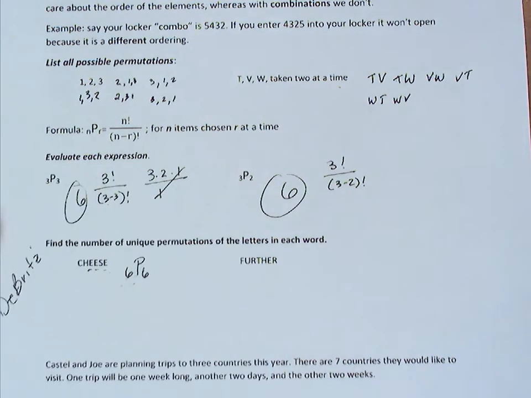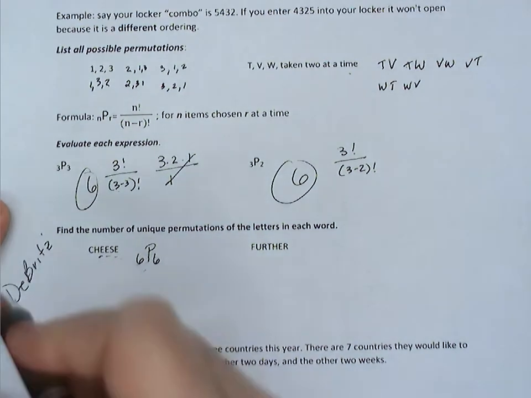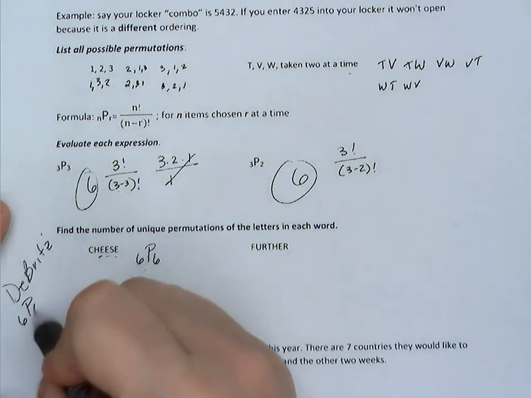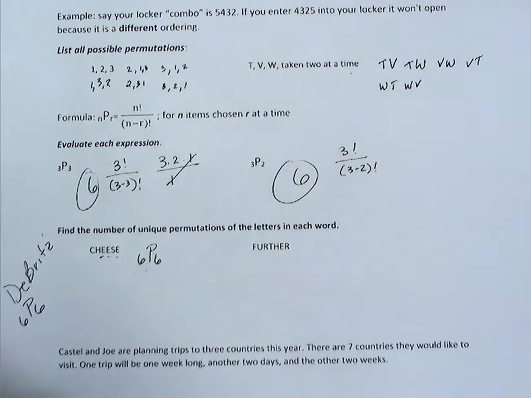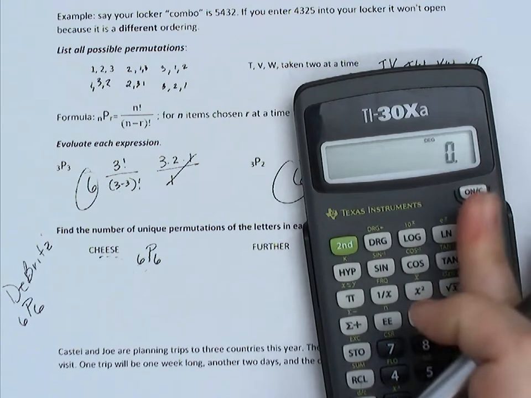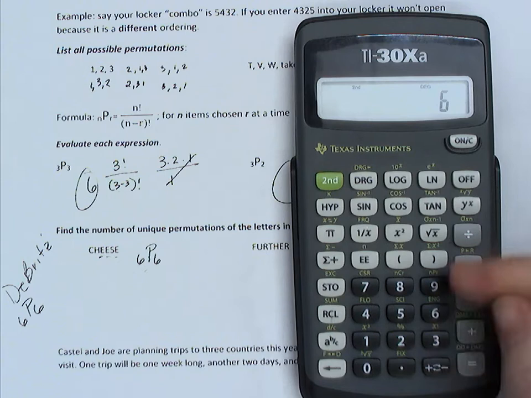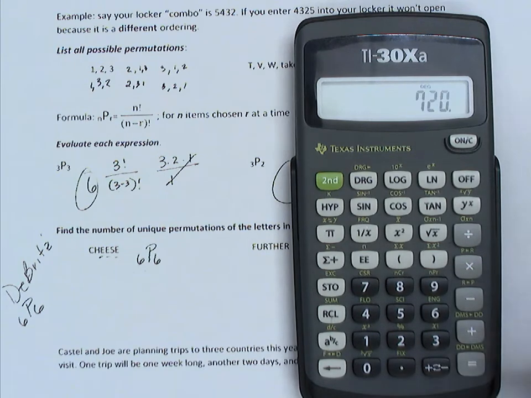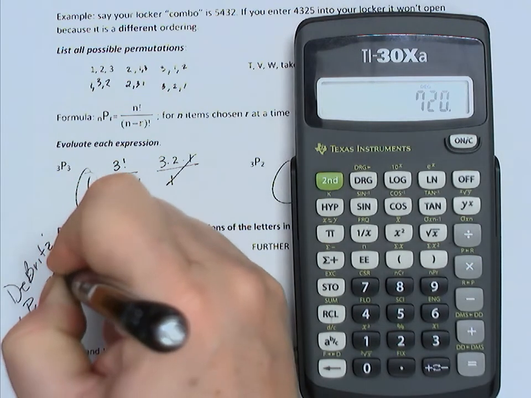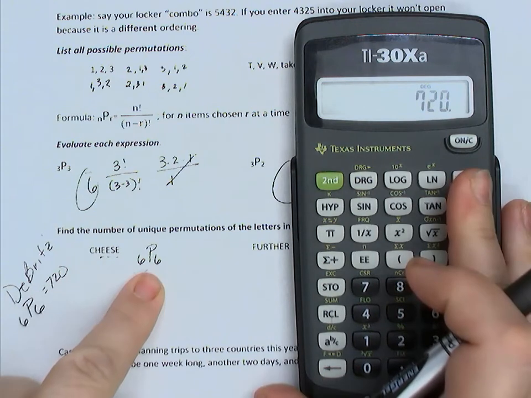How many different ways can I rearrange the letters in my last name? Well, that's 6 choose 6, and they're all unique letters. So if I was looking for how many different ways I could rearrange the letters in my last name, it would be 6 permutation of 6. And that's 720.